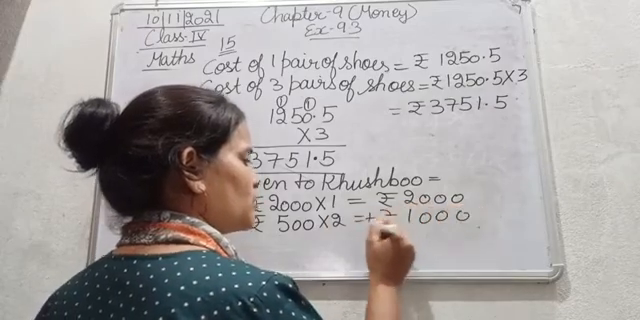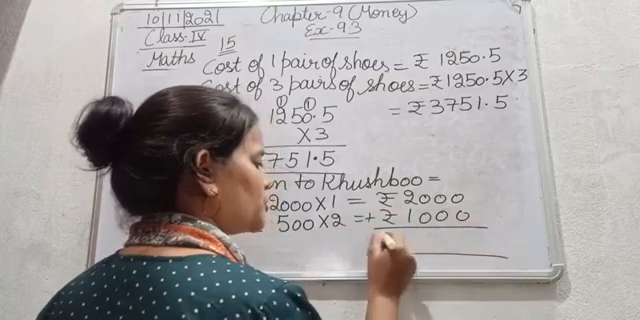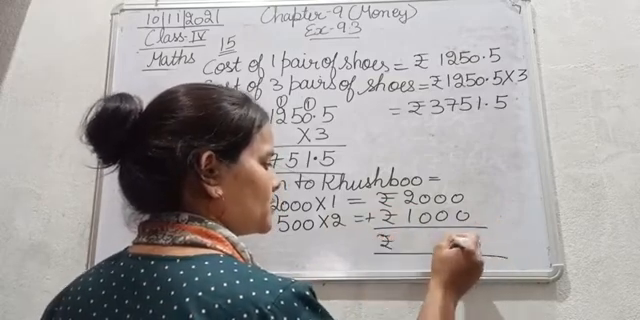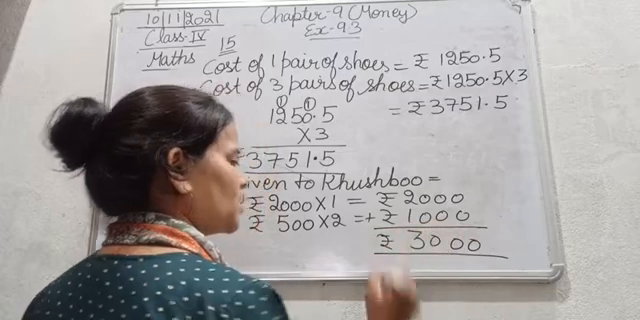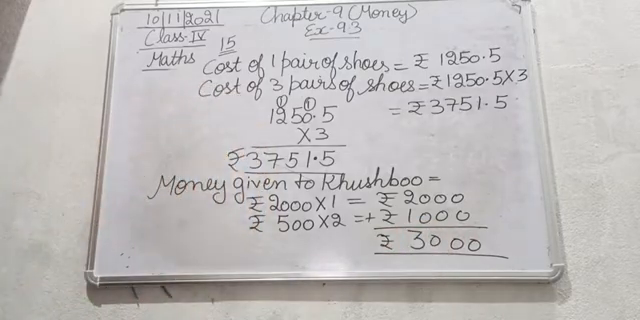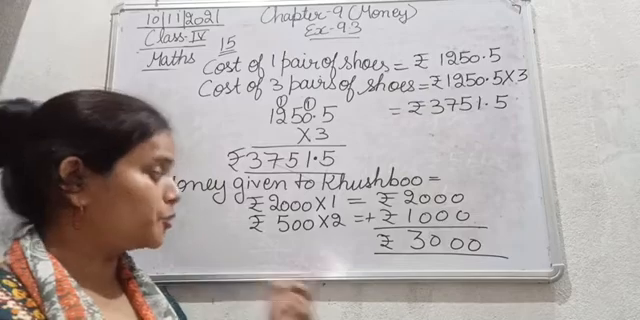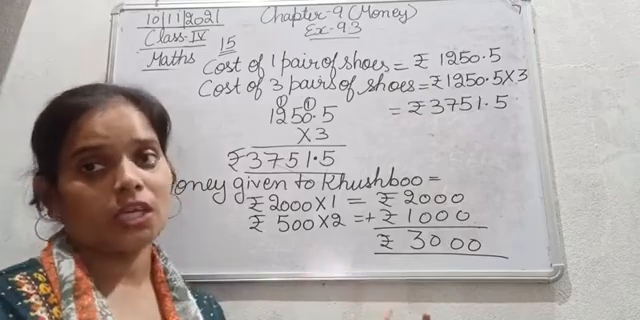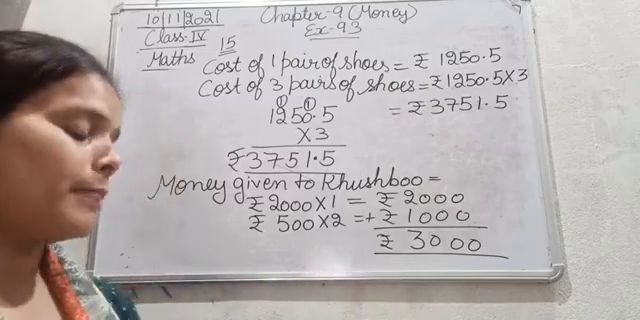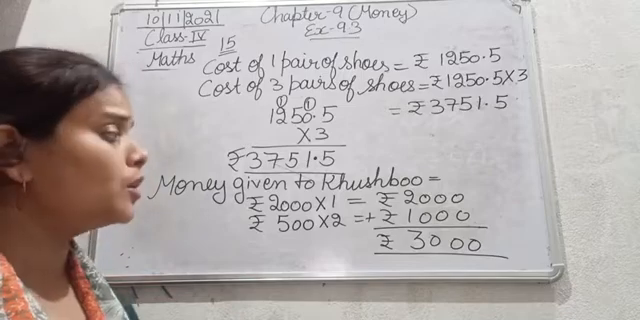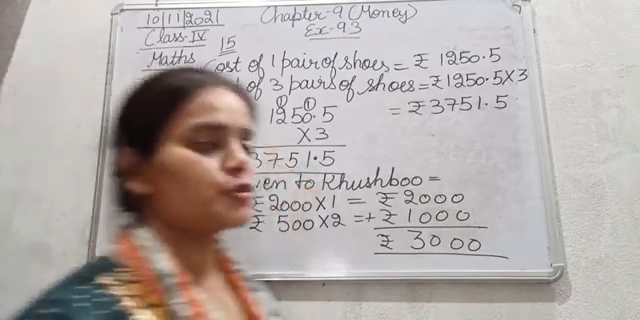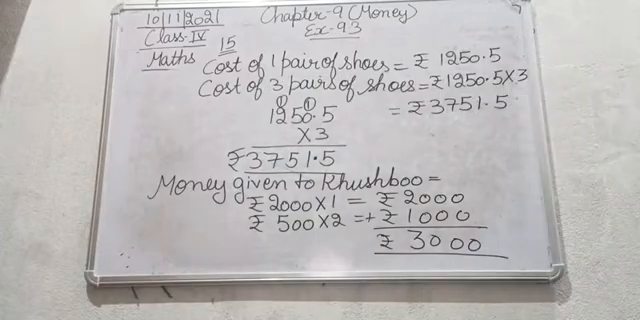So what is the total money that Rajni paid to Khushbu? That is rupees 3,000. So this is the money that Rajni had paid to Khushbu. But the cost of the pairs of shoes is 3,751 rupees and 50 paisa. But she has given how much? 3,000. So that means she needs to pay more. So what is the total amount that she needs to pay more?